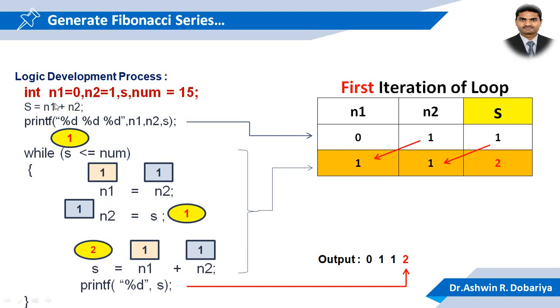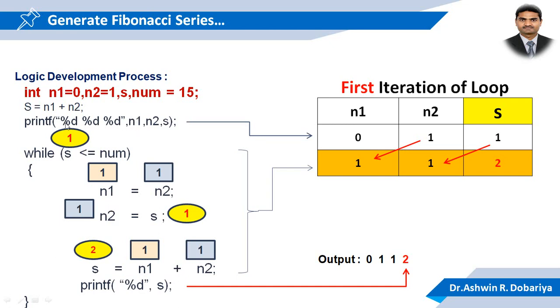Then first, we know that the first numbers are 0, 1 and 1. So here we have assigned 0 to the first variable and 1 to the second variable. Then we can directly calculate s is equal to n1 plus n2. So 0 plus 1, the sum becomes 1. Now we have all three numbers 0, 1, 1, that we will print out before the while loop, using %d, %d, %d three times.